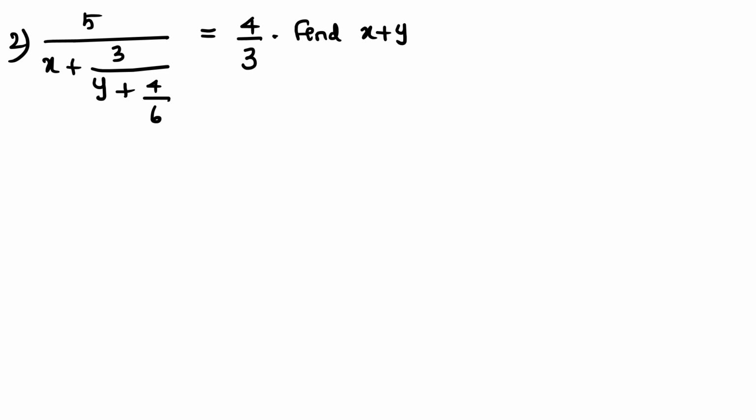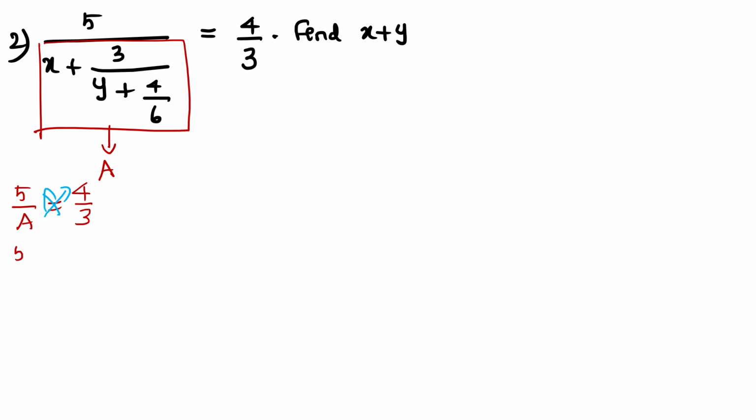As we have done in the first problem, the same thing: this denominator part is assigned a variable. I'm taking it as a capital A. You will write 5 by A is equal to 4 by 3. Then you will start cross multiplying. After cross multiplying, 5 into 3 is equal to 4A. So 5 into 3 upon 4 is equal to A. A is equal to 15 upon 4.